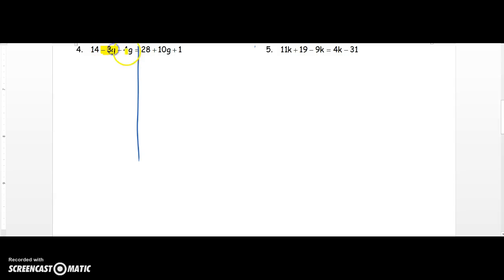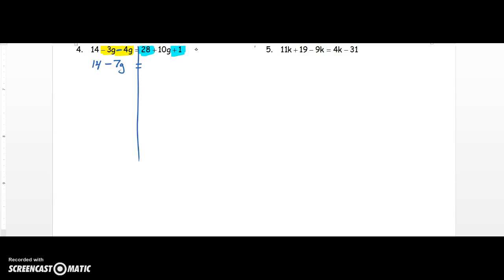On this side, you have negative 3g and negative 4g. So what you have is 14, because we aren't doing anything with it. Negative 3g minus 4g, you get negative 7g. Equals, do we have any like terms on the right side now? Yes, we do. We have 28 and positive 1.